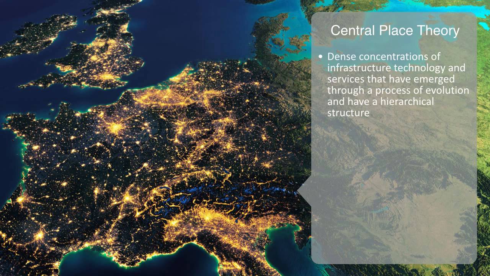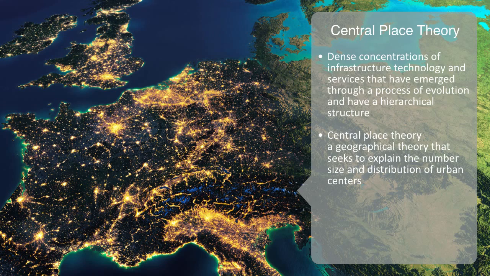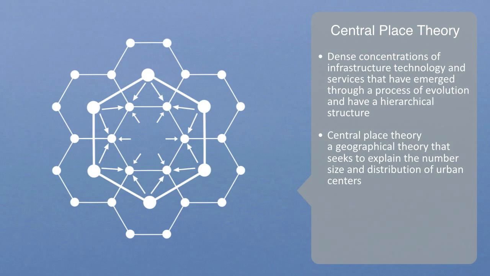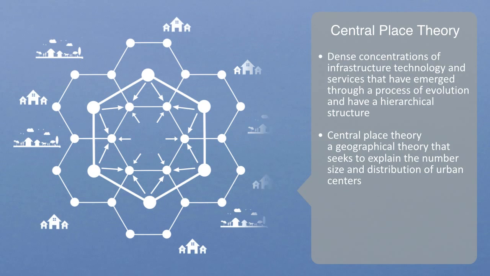This hierarchy is described in the central place theory, a geographical theory that seeks to explain the number, size, and distribution of urban centers. It describes how certain differentiated services emerge at a certain threshold to scale. A village can provide some set of basic services. With a collection of villages, we can get the emergence of a town that will provide certain differentiated services in its functioning as a regional hub.